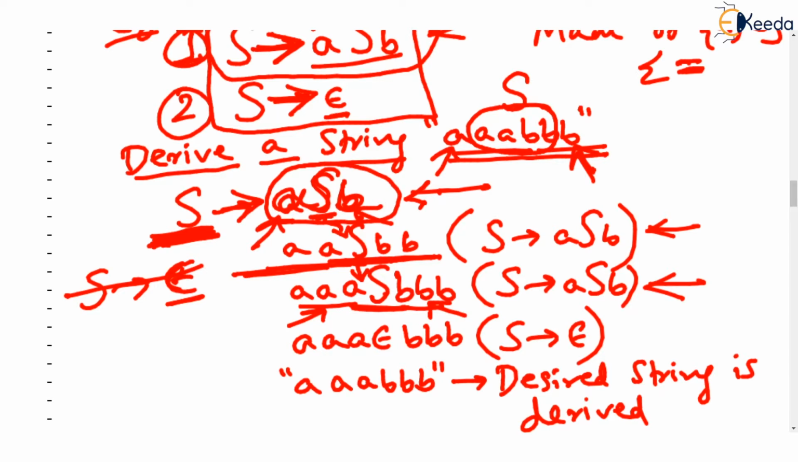Finally, we have three A's and three B's. Now we should stop the derivation. We can use our second production, S derives epsilon. Epsilon, as you know, is the null or empty string. Then finally, this is the same as triple A followed by triple B, and we say the desired string is derived.